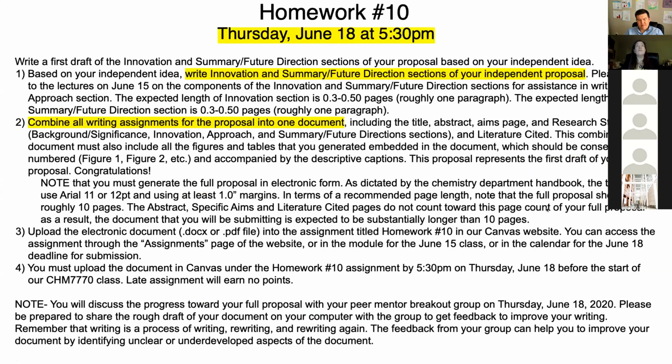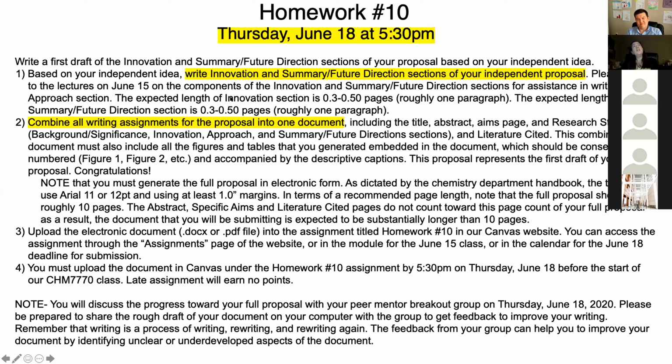The homework assignment for next time. You know that your homework 9 is actually not due till tomorrow, right? But after you finish homework 9 and your approach section, your next challenge is to write these two short sections on innovation and summary and future directions. As we talked about, this is really maybe a paragraph, maybe 2 short paragraphs, but it's short, between a third and a half a page. It doesn't have to be super long. You want to get to the point, concise, clear, get to your point.